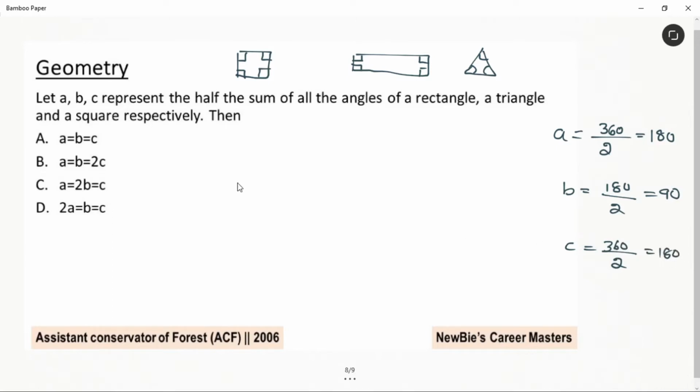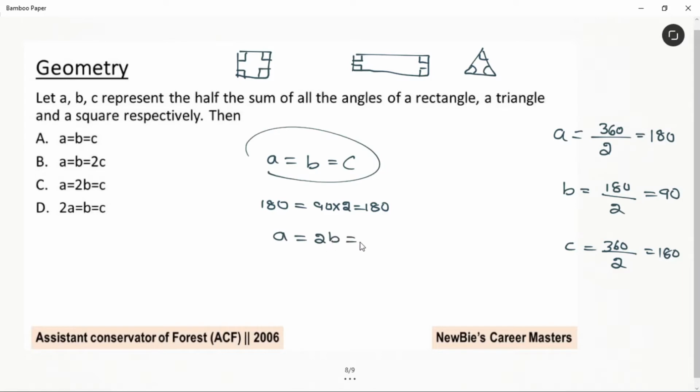Can we create the equation for this? See, everywhere A, B, C is there. Let's take A is equal to B is equal to C. Let's take the A value 180, B value is 90 and C value is 180. This is possible when you multiply B with 2, correct? So, let's rewrite this properly. A is equal to 2B is equal to C. This is the answer. Am I clear? Superb. C is the answer then.